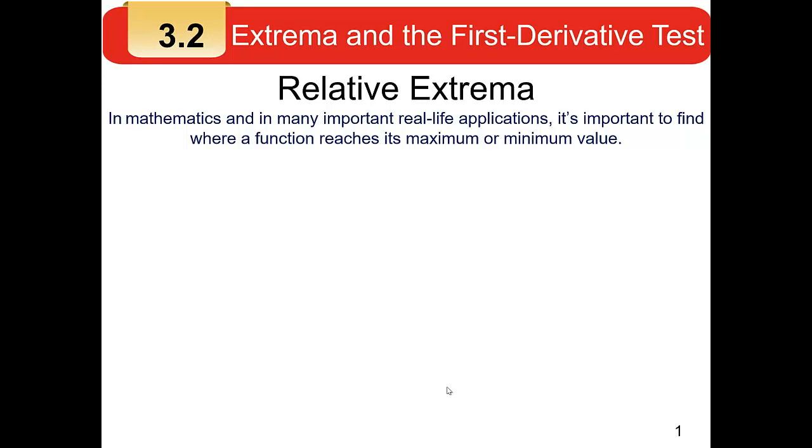I'm going to start off talking about relative extrema. When I use the word extrema, you can think maximum, minimum. One extreme is the maximum value of a function. Another extreme is the minimum value, the highest and the lowest. Those are the extremes. In math and in a lot of real-life applications, it's going to be important to find out where a function reaches its maximum and minimum value. And it turns out that what we've been doing has built up what I like to call a toolbox of things that we can use to answer these sort of questions.